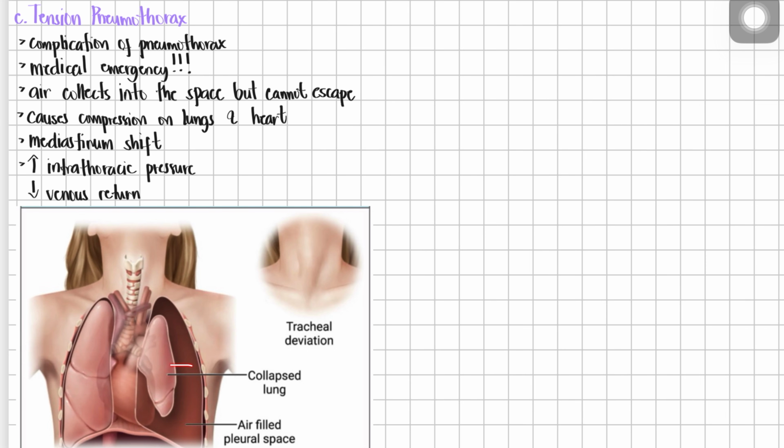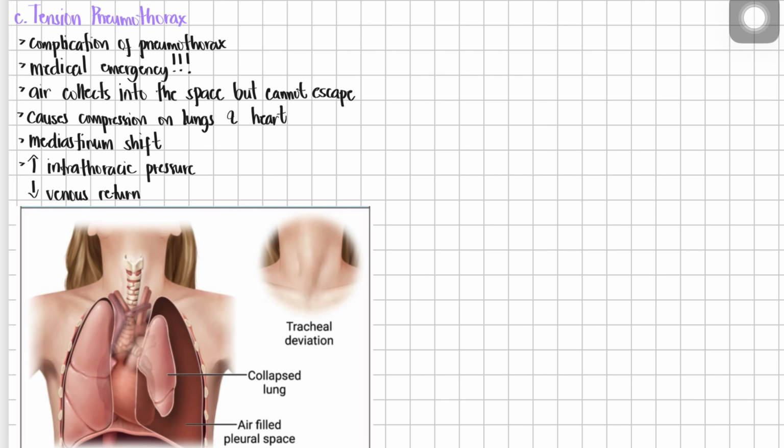Okay? Ipupush niya yan into the unaffected side. Ang tawag dun, mediastinal shifting. Okay? And the late sign for your tension pneumothorax is tracheal deviation. Yung trachea mo, pumunta na siya sa unaffected side. Okay? Magiging absent na rin ang breath sound dito and magiging hyperresonance ang sound dito during percussion.